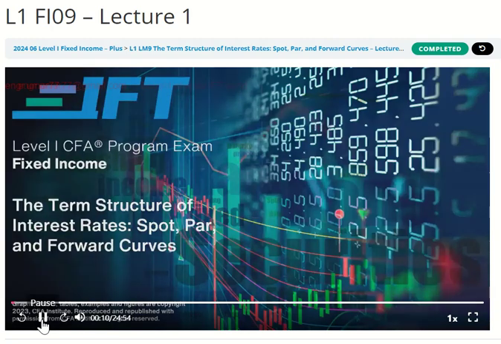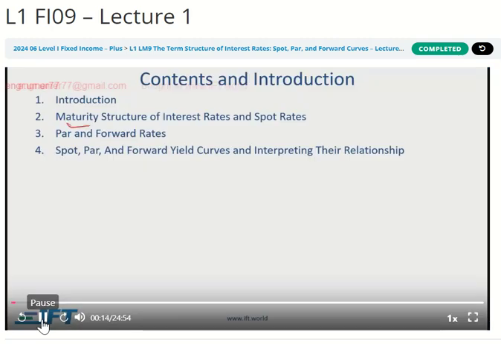curve, the par curve, and the forward curve. Starting with the concept of maturity structure, which means as the time to maturity increases on a given fixed income security, the yield is expected to be higher under normal circumstances. And that is our spot curve. So we will look at the different spot rates over this time. Different time periods will have different spot rates, which will give us the spot curve.